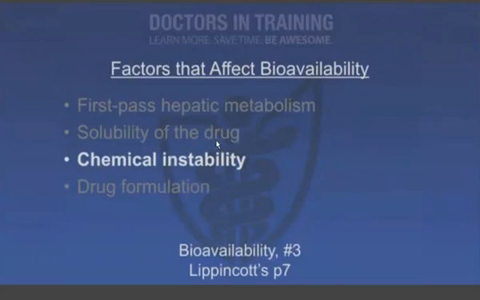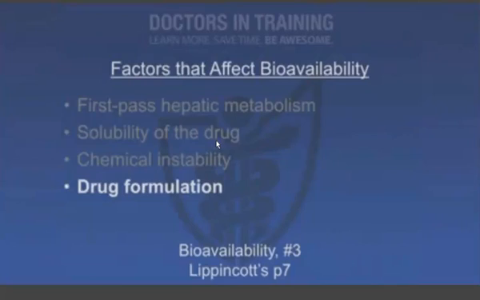The third factor that influences bioavailability is chemical instability. We talked about whether or not a drug is going to be degraded in gastric acid or be degraded by enzymes. Any drug that's degraded is going to have a pretty low bioavailability, maybe even zero bioavailability if it's totally degraded.